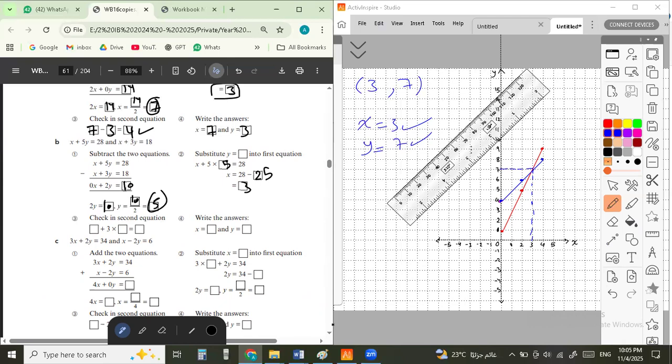Here, x is 3, and the y we found, sorry, the x is 5. x is 5. We're substituting in the second equation, which is this one. x is already 5 plus 3 times y, which is already 3. Then 5 plus 9, which is going to be 14. Well, there seems to be a problem. Let's check this out again.